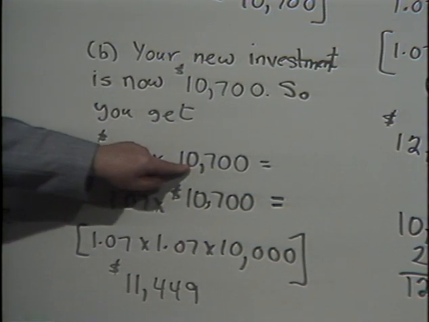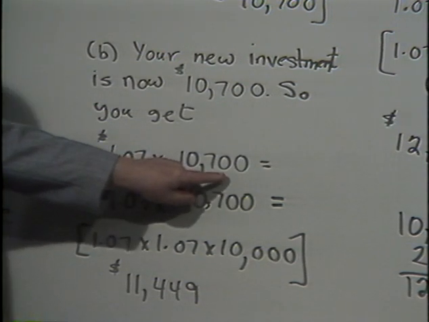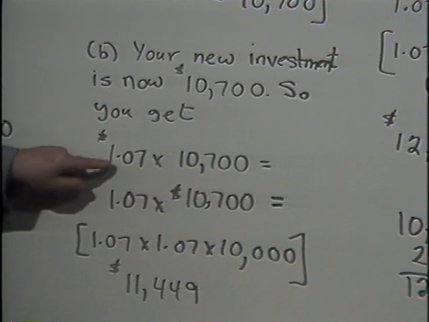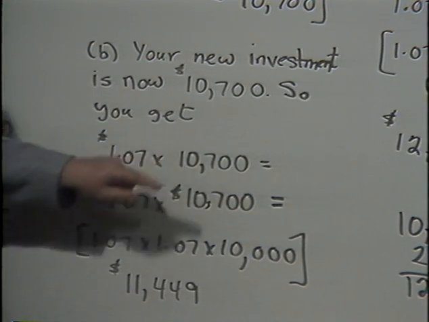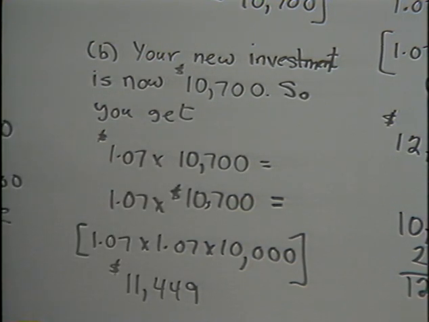$1.07 on each of the $10,700. You see what I'm saying? So you don't have $10,000 anymore. You have $10,700. So now you're making $1.07, in other words, $1.07, 10,700 times.